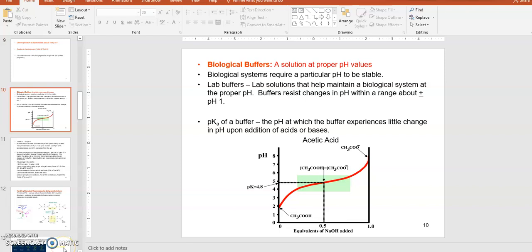Okay, let's talk about biological buffers. Buffers are really important to protect the integrity of biological molecules. So what are biological molecules? They are the molecules that are normally made and found in living cells, right? Examples are proteins, DNA, RNA, and carbohydrates or lipids and things like that.